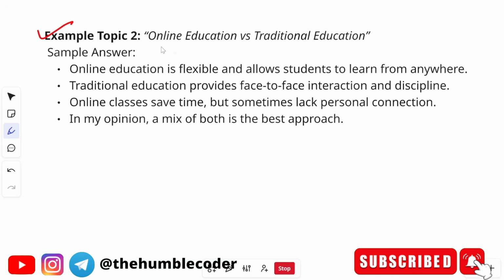Okay, the second topic is online education versus traditional education. The sample answer for this is: online education is flexible and allows the student to learn from anywhere. Traditional education provides face-to-face interaction and discipline. Online classes save time but sometimes lack personal connection. In my opinion, a mix of both is the best approach for students.